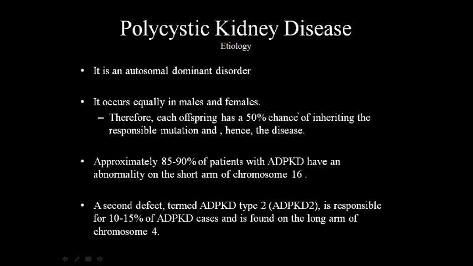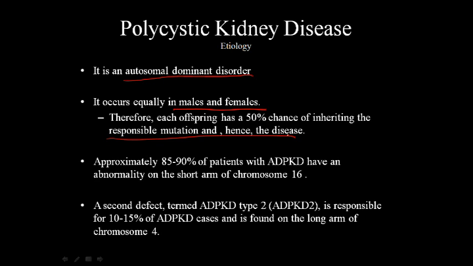One thing that you have to keep in mind is that it's an autosomal dominant disorder. It occurs equally in males and females, so there is no differentiation. Males and females both have it. And so therefore, each offspring has a 50% chance of inheriting the responsible mutation, and hence the disease. So basically, you have equal opportunities here to actually get the disease.